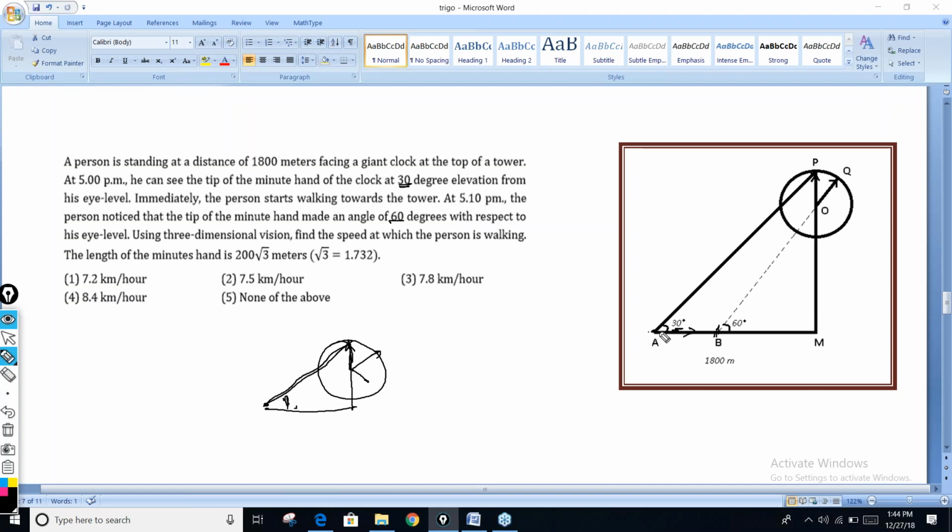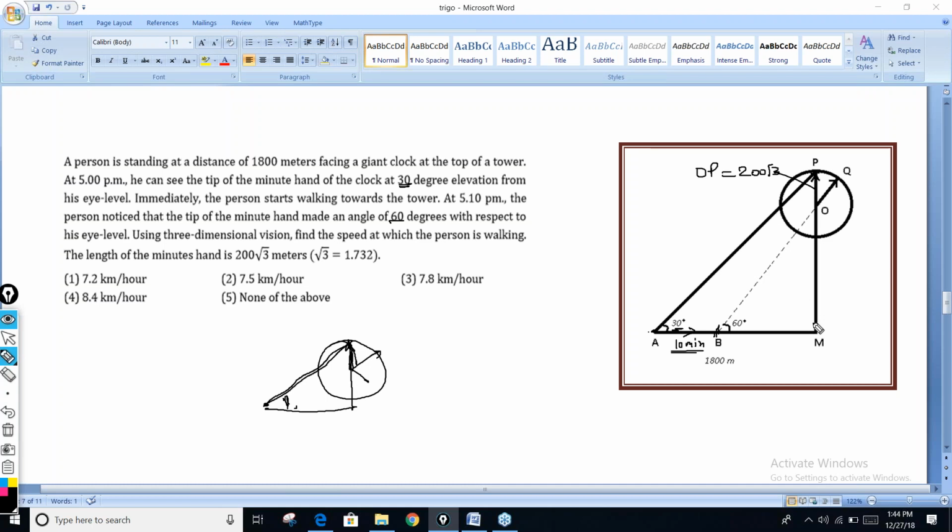So basically we need to find out the distance, because once we find the distance, we know he has traveled this distance in how much time? In 10-minute time he has traveled this distance. So we'll find the speed also. The length of the minute hand is 200 root 3. This length of the minute hand is 200 root 3.